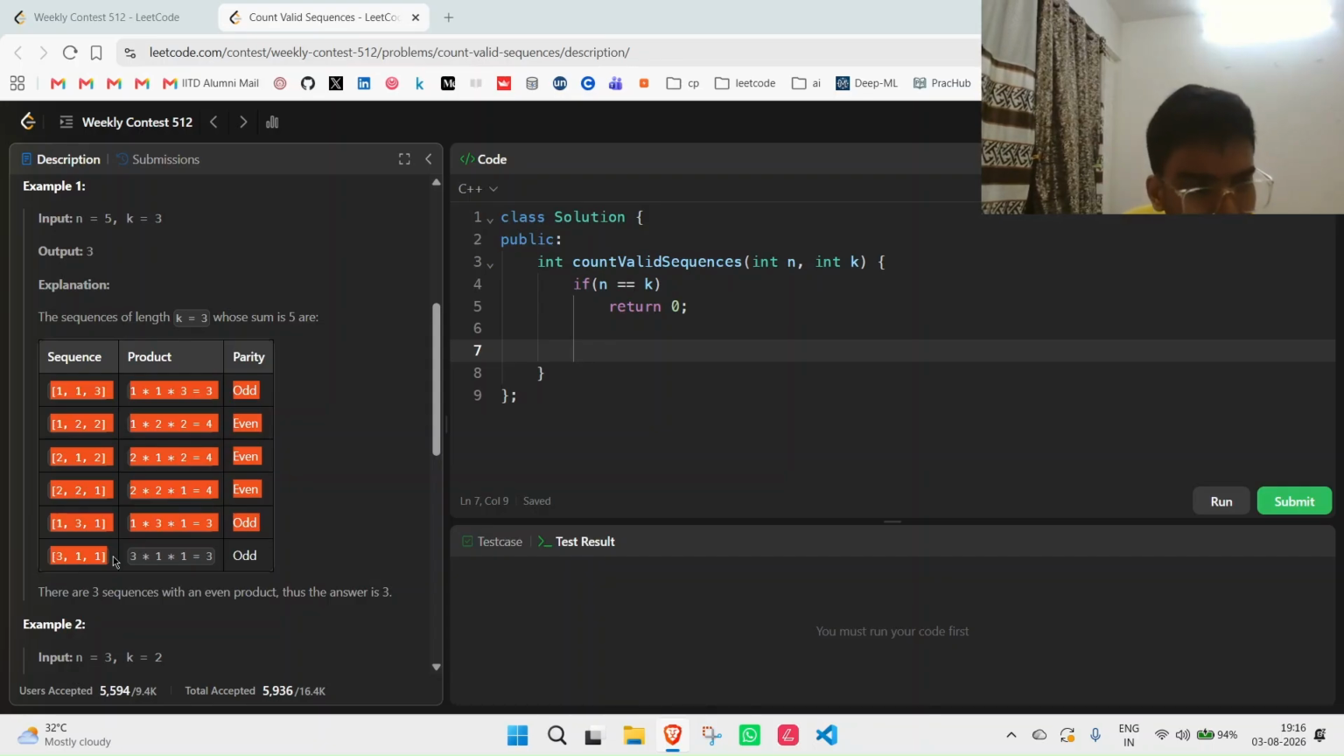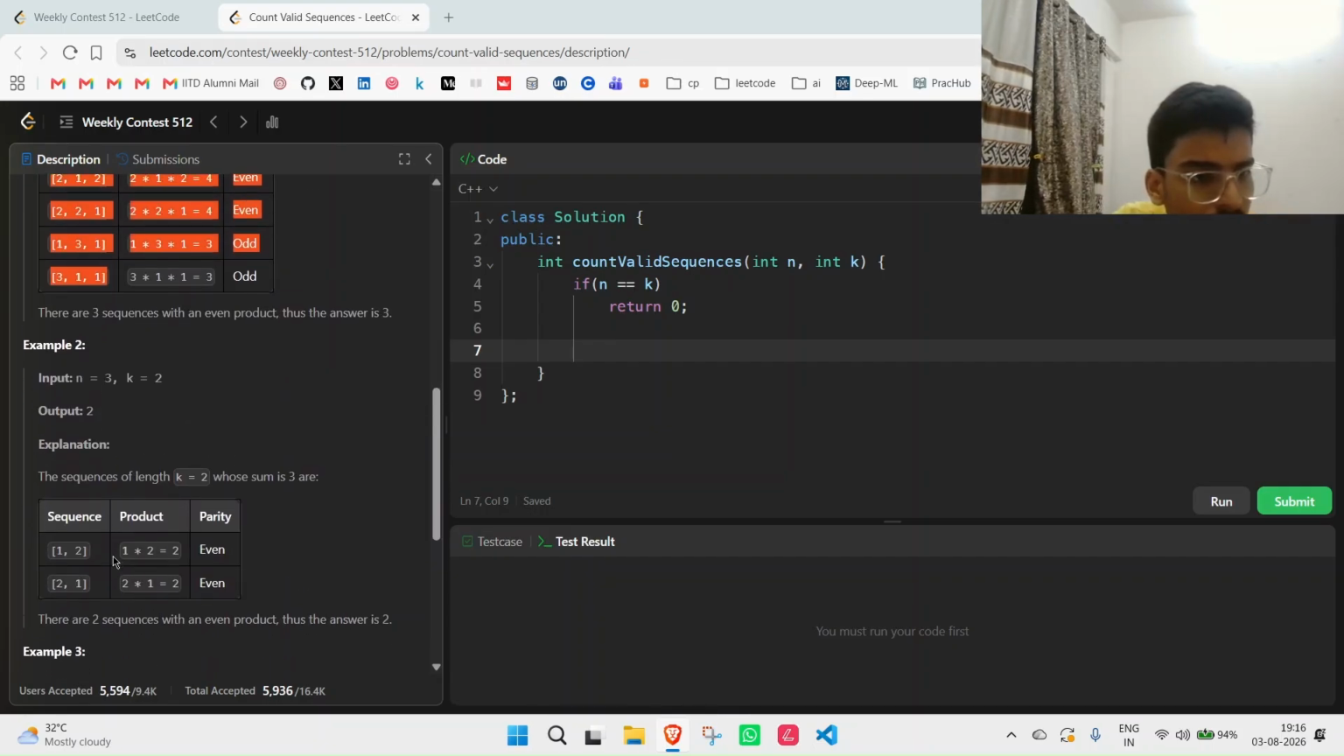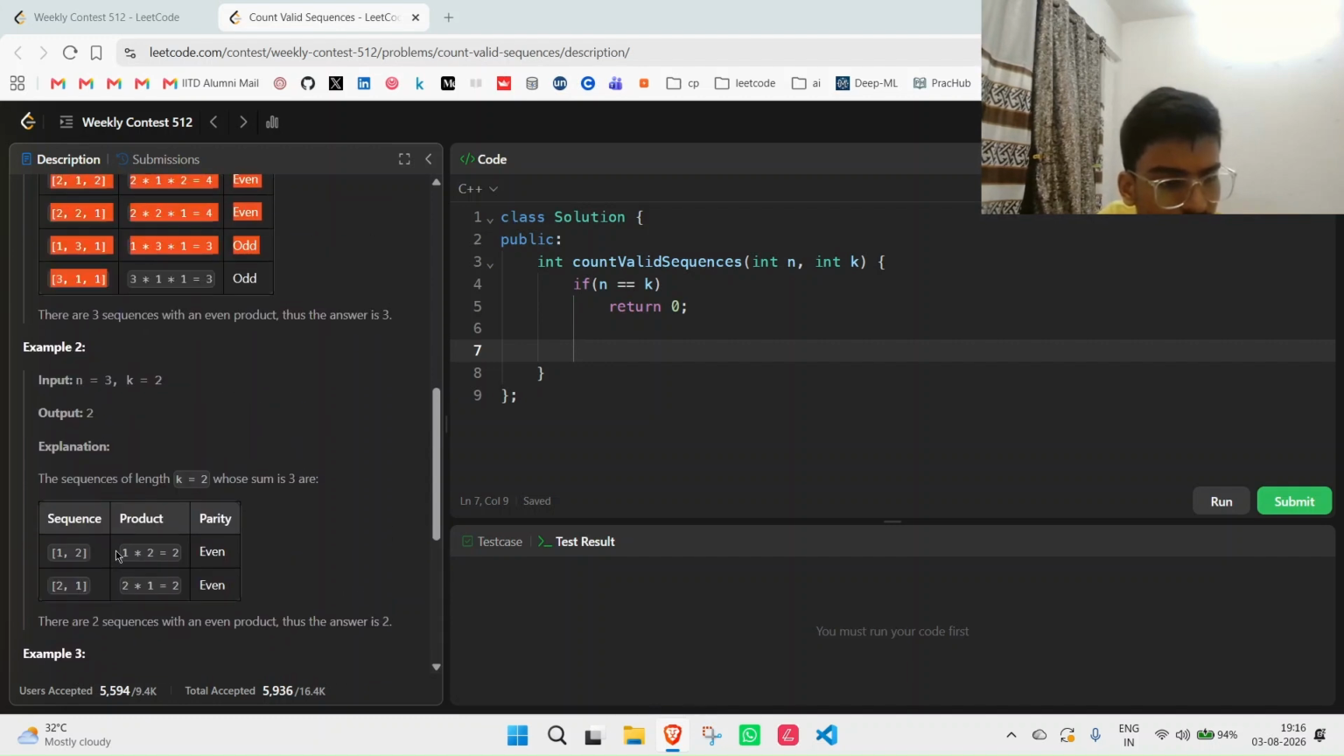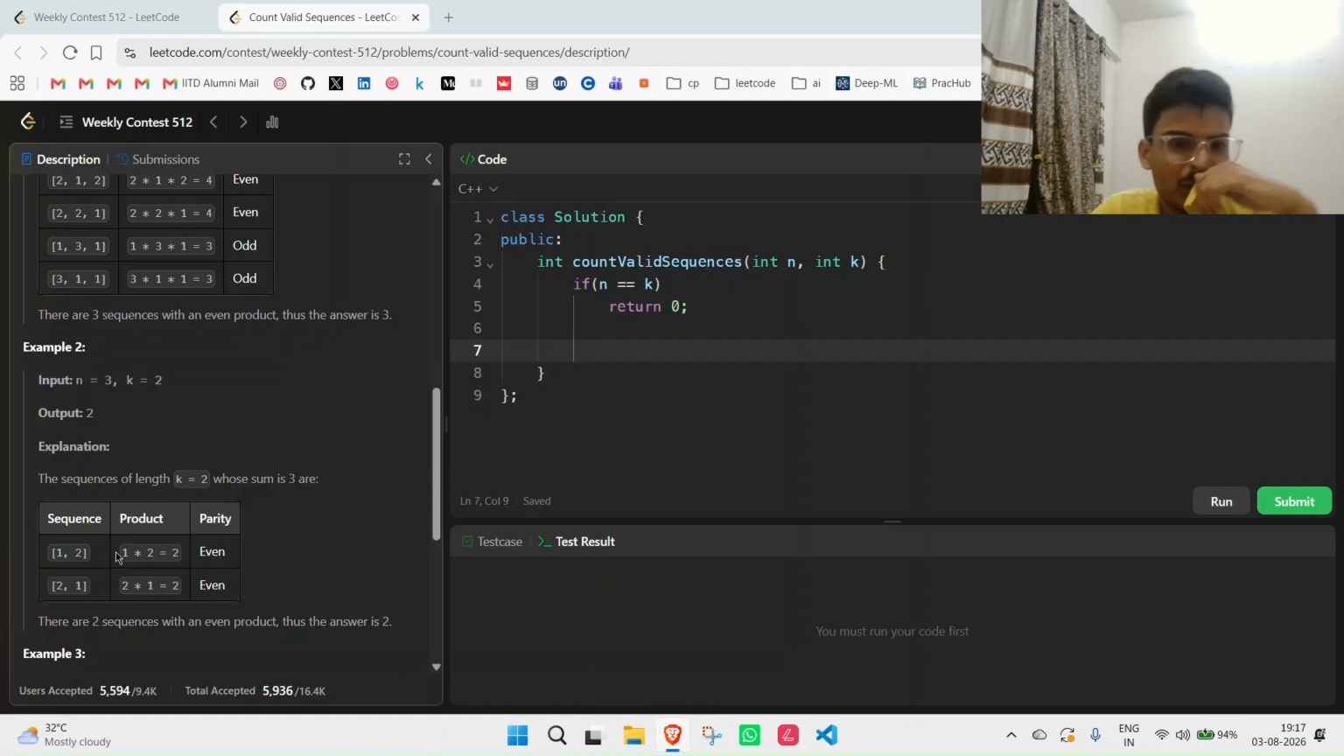You have to include at least one even number. So, for example, 1, 2, 1.